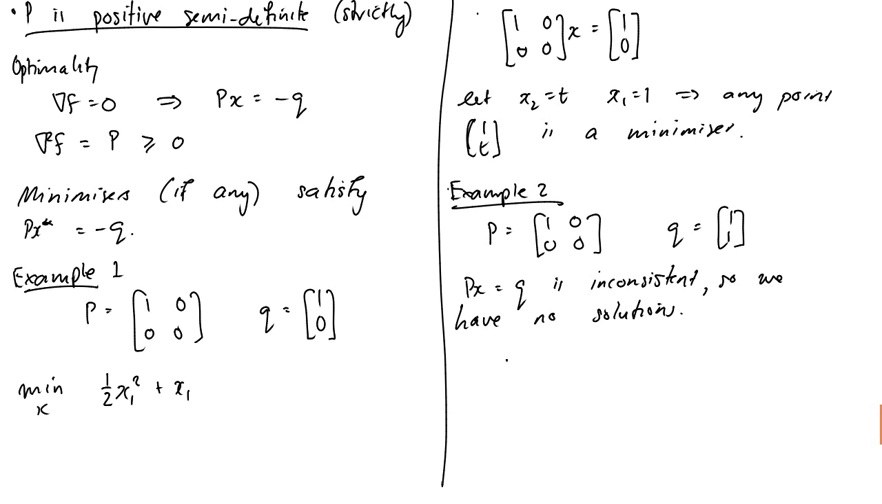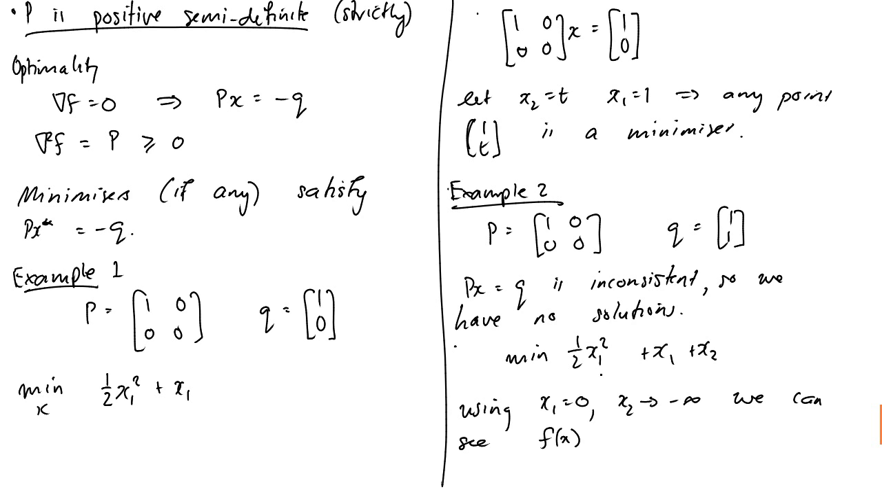Okay, so we can actually see this directly. So our problem is minimize 1/2 x1 squared plus x1 plus x2. Okay, using x1 equals 0, x2 tends to negative infinity. Then our objective also goes to negative infinity. We can see f of x has no minimizer. Okay, it's unbounded below, we've got no minimizer.